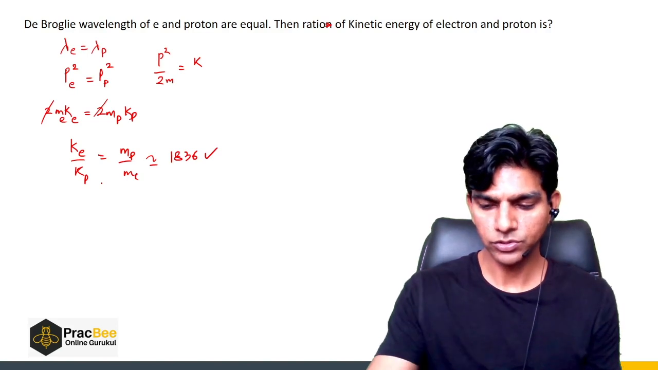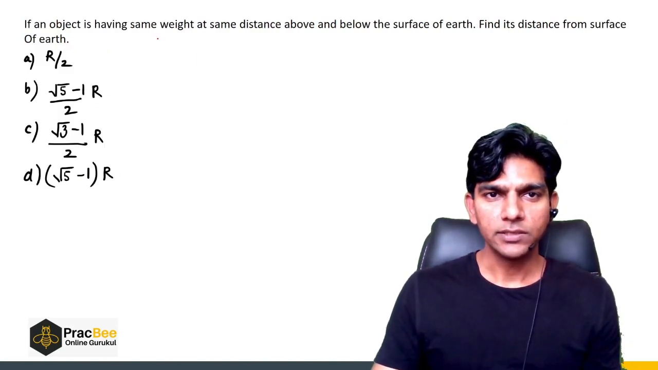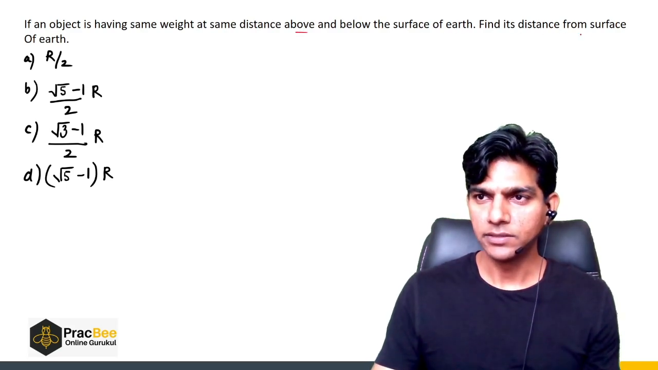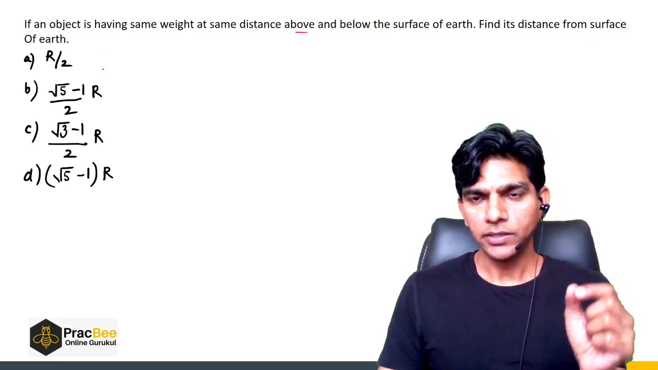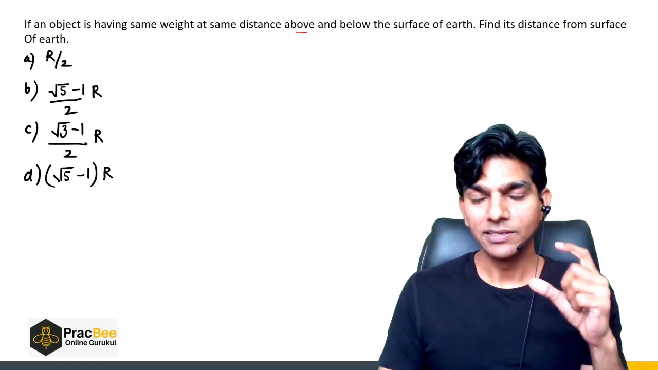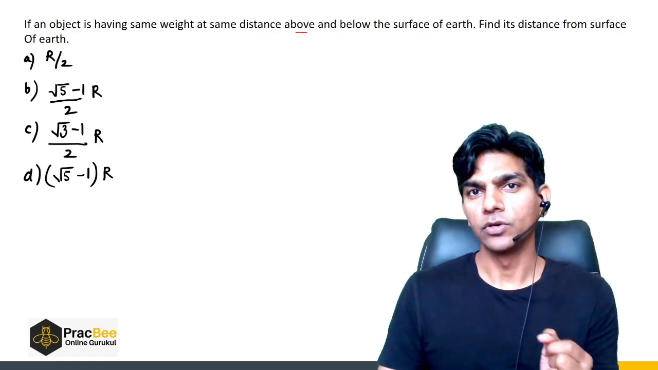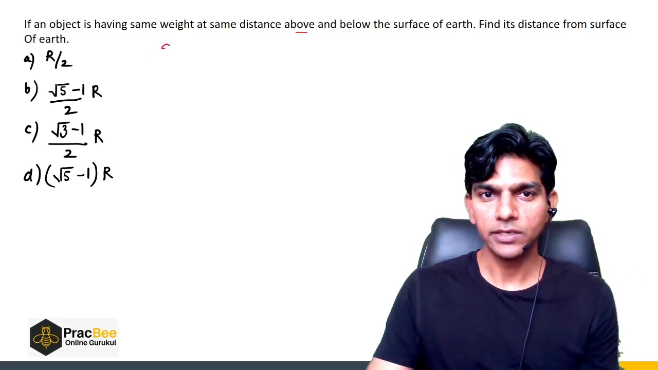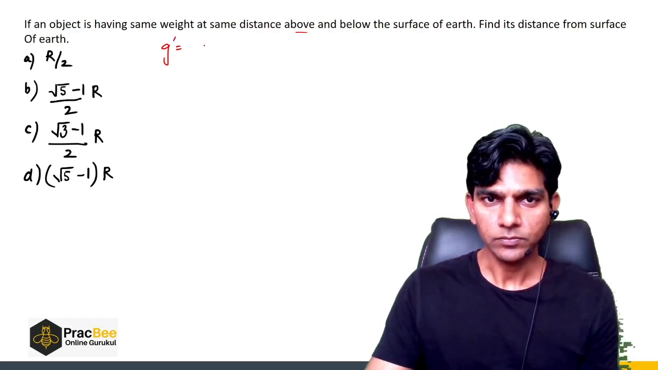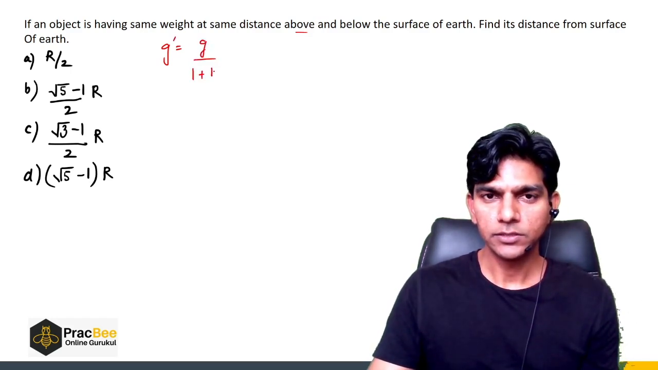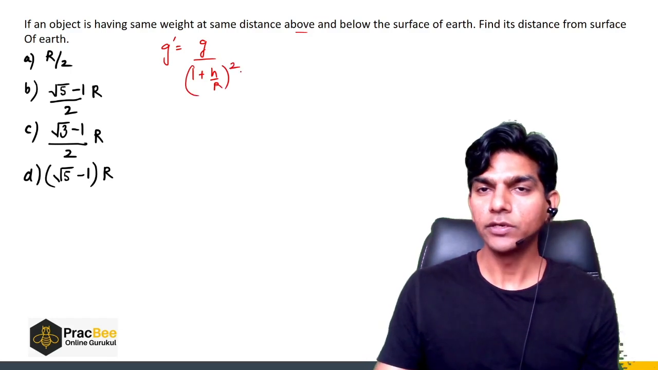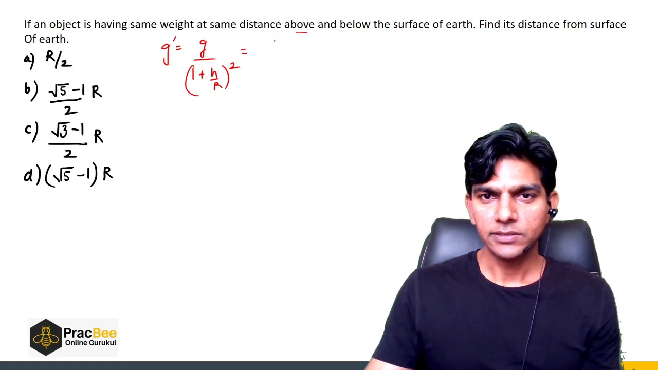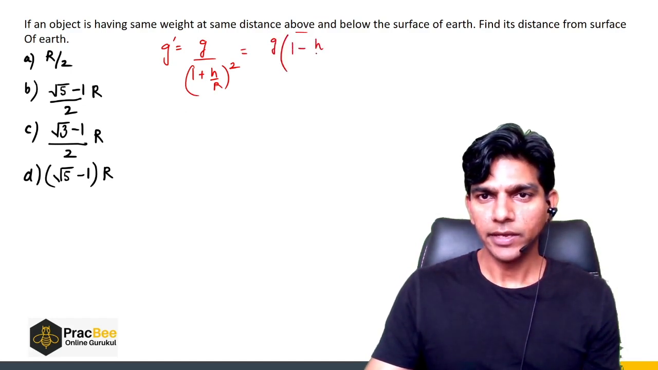A very straightforward question. Next, if an object has the same weight at the same distance above and below the surface of the earth, find its distance from the surface of the earth. Now in this question, it is not mentioned whether that distance is comparable to the radius or not. So we have to use the general formula, and the general formula for the altitude is g' equals g divided by (1 plus h by R) square. So we are going to use this formula for the altitude. And this g' is the same as the g at the depth, which is g times (1 minus h by R).